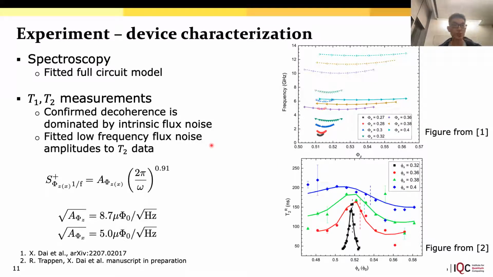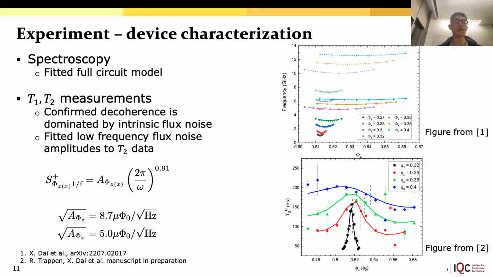After calibrating the crosstalk, we performed spectroscopy measurements on the qubits, and by fitting the spectroscopy data, we can obtain a full circuit model. And we also performed T1 and T2 measurements. In the graph here, we're showing the Ramsey measurement as a function of Z flux bias for different X flux bias points.